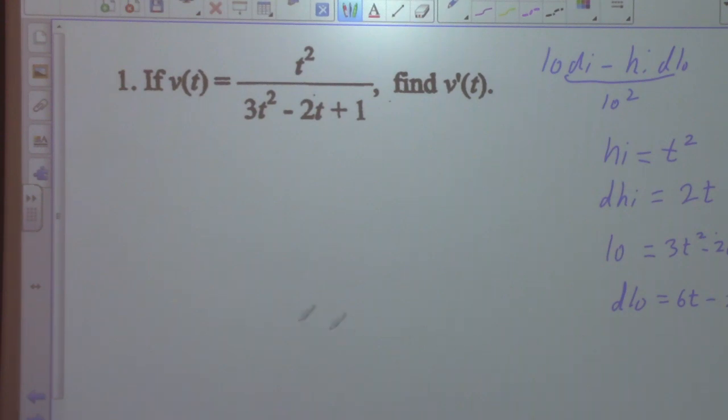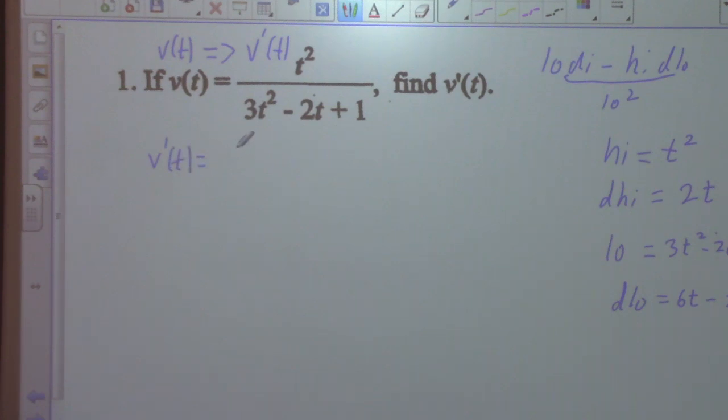Okay. So now you want to find v prime of t, and v of t, sometimes you'll see this called v for velocity, and it just happens, v of t, velocity with respect to time. And so v prime of t, you'll sometimes say is acceleration. The first derivative of velocity is v prime of t.